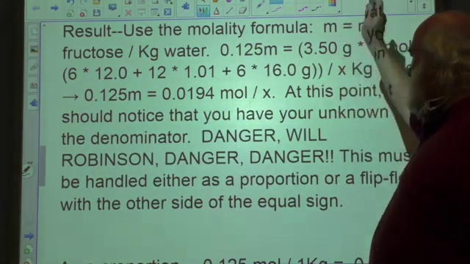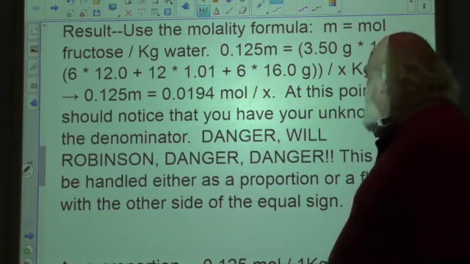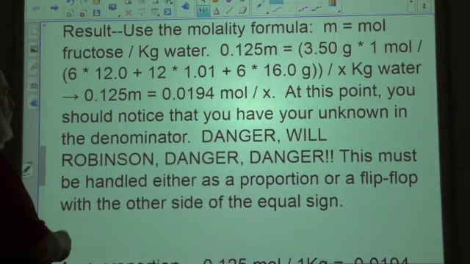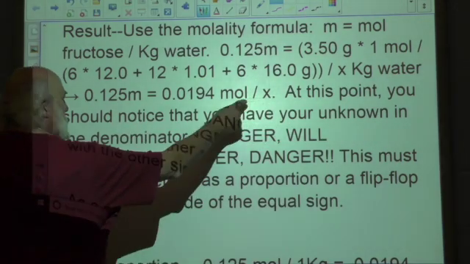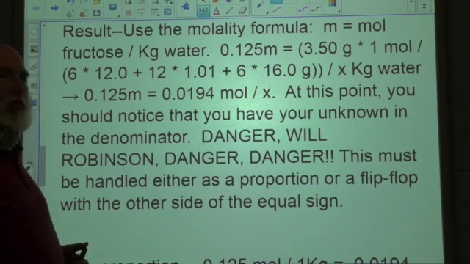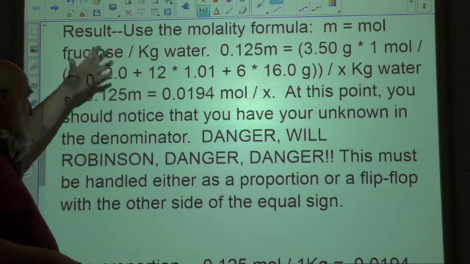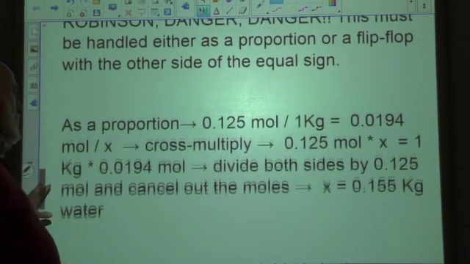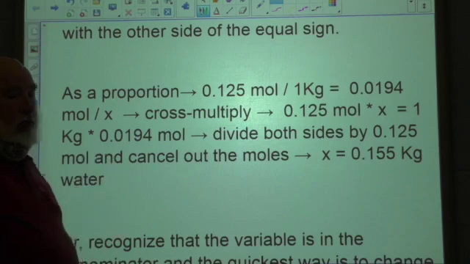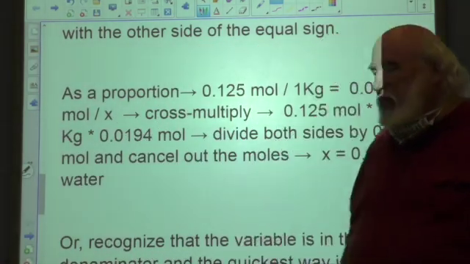So here's the danger. The danger is this thing right here. Again, use the proportion like I showed. You can also flip-flop. What I mean by that is you take the x and the 0.125 and switch them around, which is what you end up doing in the proportion anyway. If you can't remember that, just do the proportion thing and life is all good. When you're done, you get 0.155 kilograms of water. And if you want it in grams, just multiply by 1,000 grams per kilogram, and you get 155 grams of water.